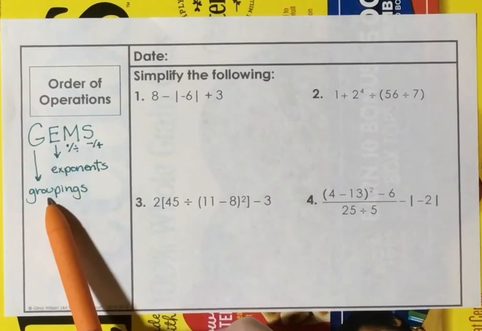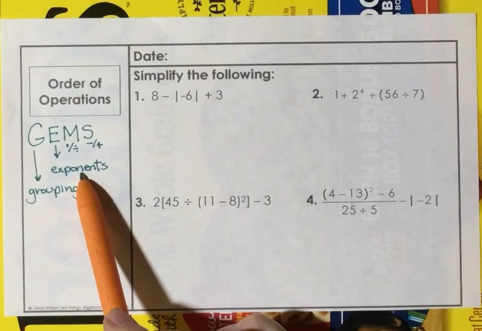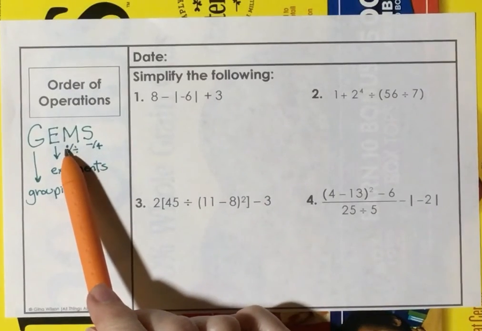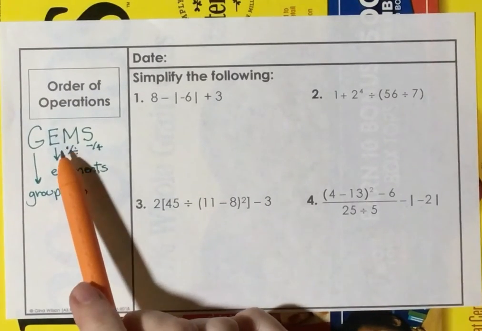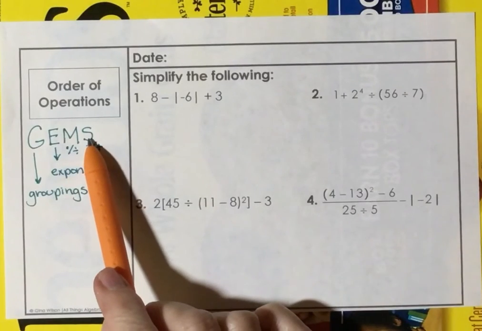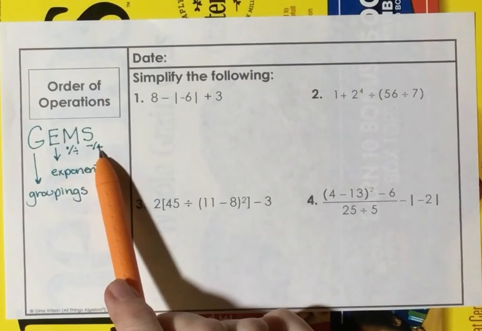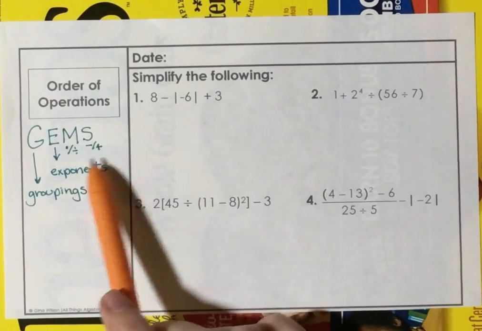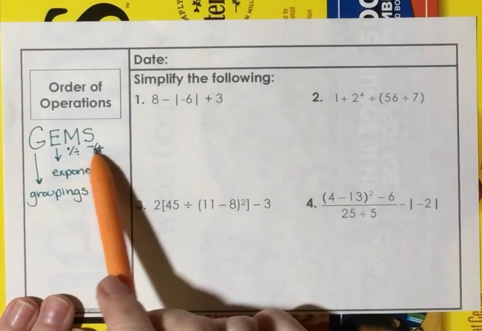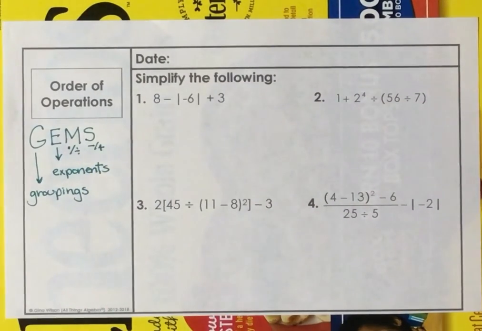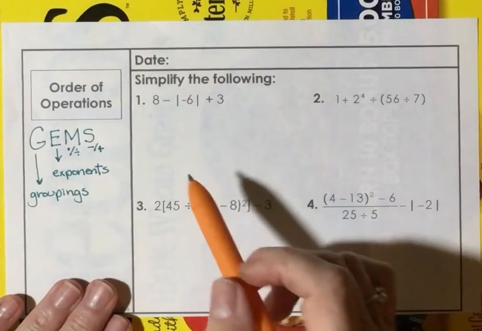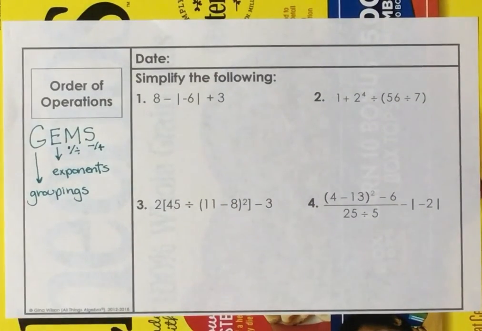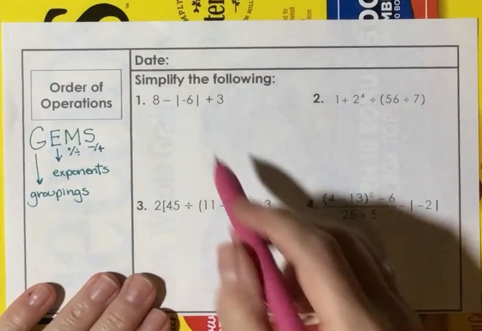So the G stands for groupings, E is exponents, M is multiplication and division, going from left to right, and S is for subtraction and addition, also going from left to right. So whichever one gets in line first goes first in those two cases, okay? So we just have some expressions that we're going to solve.